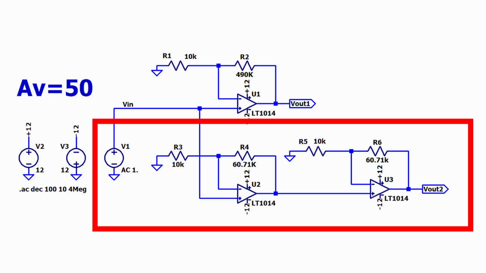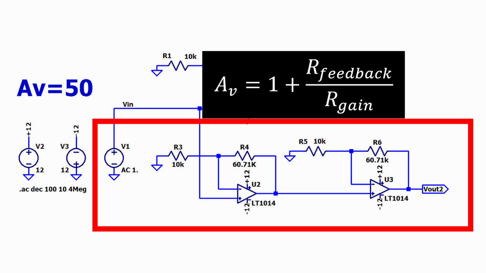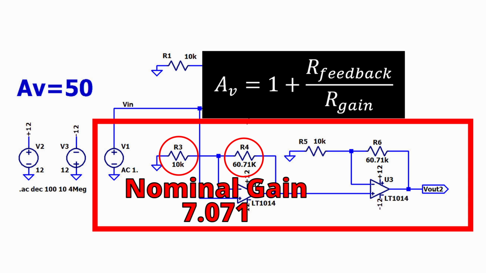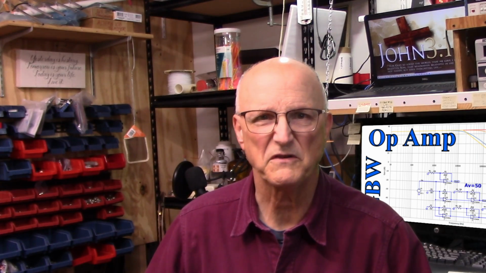Well, here's my circuit in LTSpice. Now, remembering that the gain is equal to 1 plus the feedback resistor over the gain resistor, the 60.71K feedback resistors with the 10K ohm gain resistors gives me a nominal gain of 7.071 for each of the amplifier stages. With both stages together, this amounts to 49.999, close enough to 50.